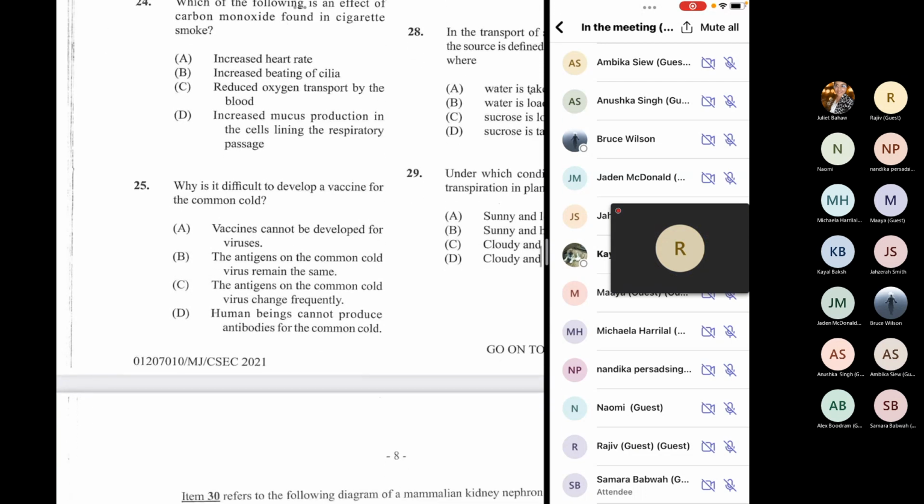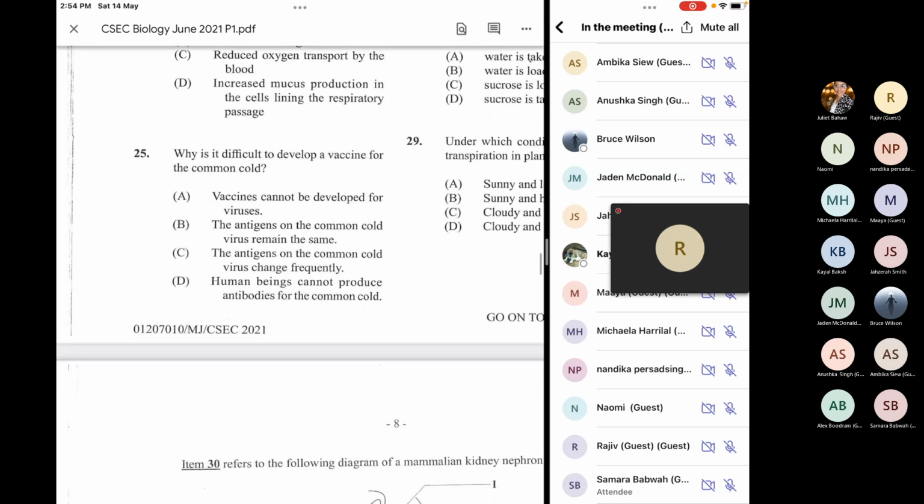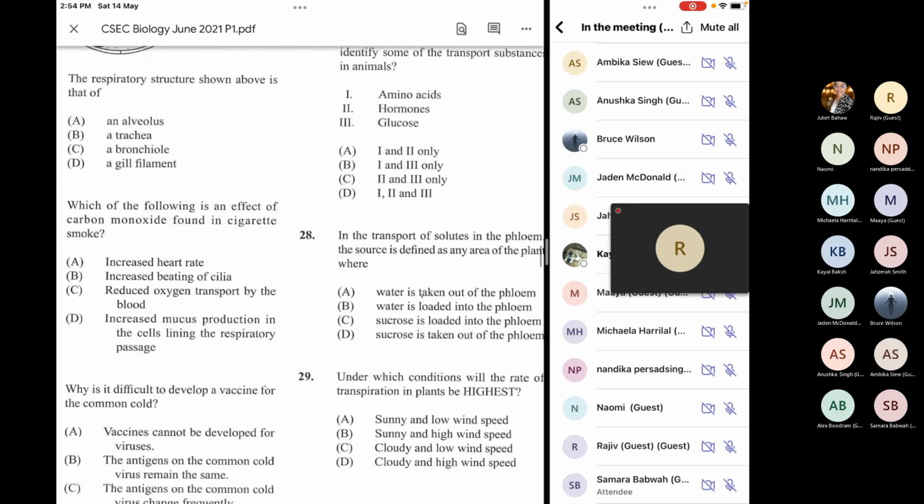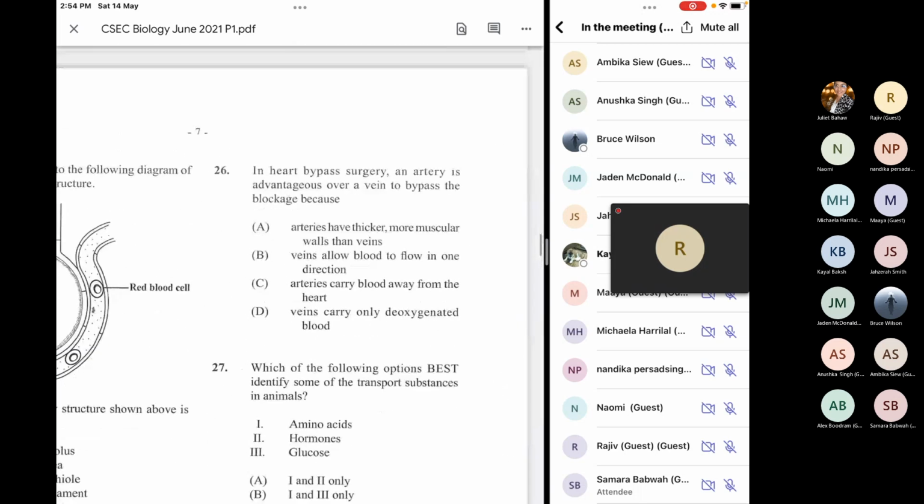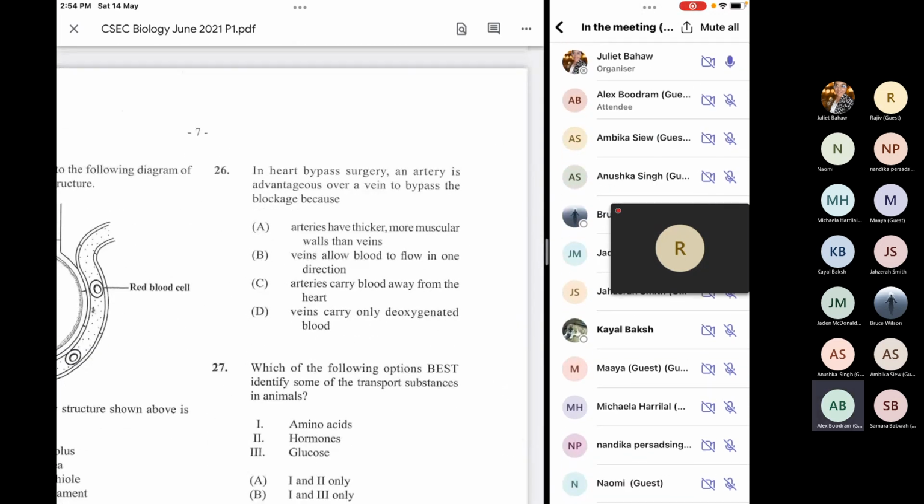Okay. Why is it difficult to develop a vaccine for the common cold? Reason being the antigens in the common cold virus change frequently. Every year you have a new strain, every year you have a new vaccine. So it's difficult to develop. And 26, back on top, Alex.